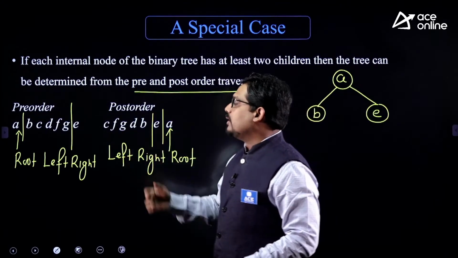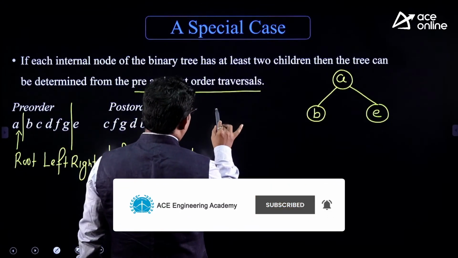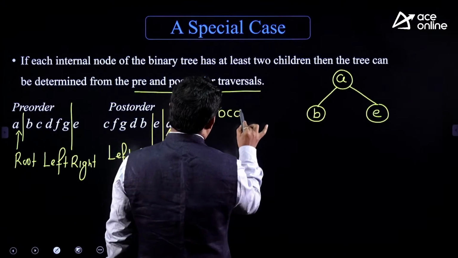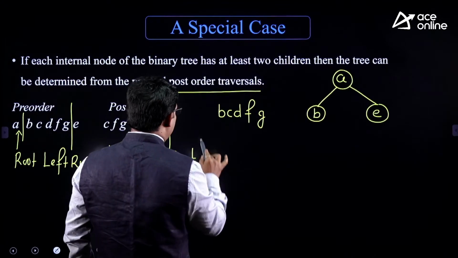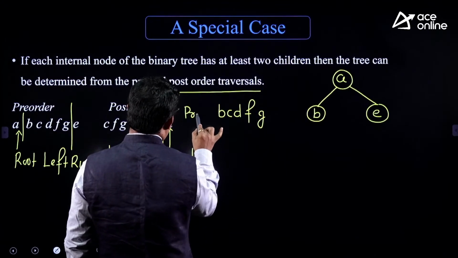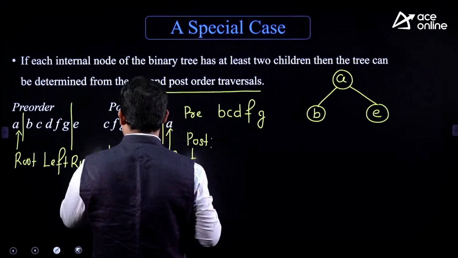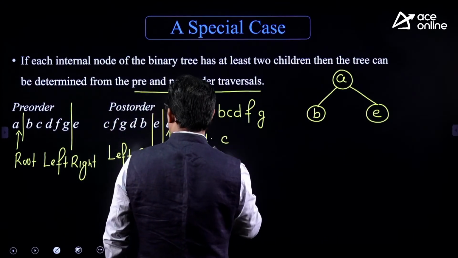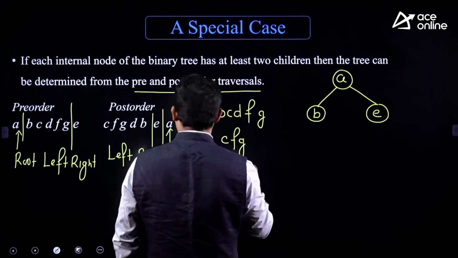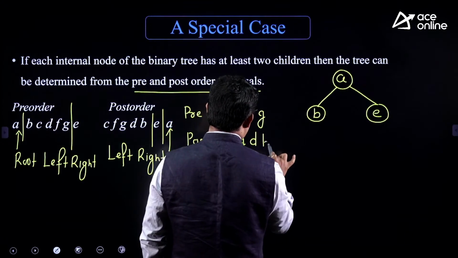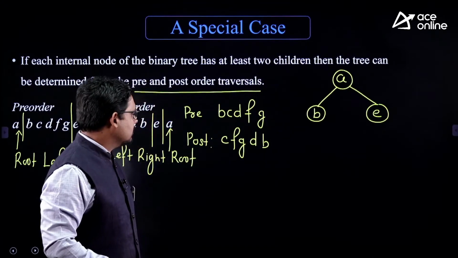Fine. This will give me another sequence: B, C, D, F, G. Okay, I'll write that sequence for you. B, C, D, F, G, and this is the pre-order sequence. And what is the post-order sequence here in this case? The post-order sequence is C, F, G, D, B. So C, F, G, D, B, that is the sequence in this case.